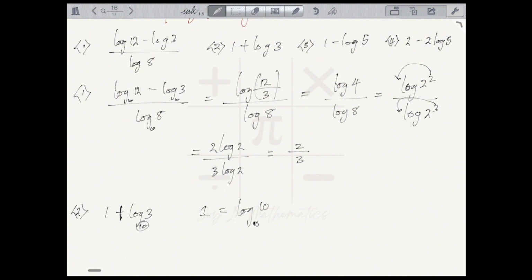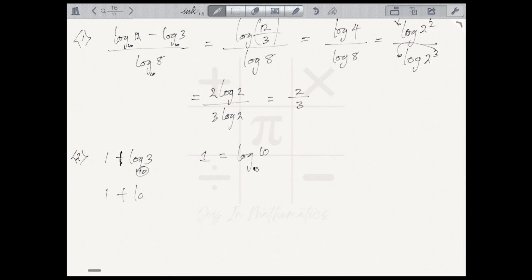Therefore we can now say that 1 plus log 3 to base 10 is the same thing as log 10 to base 10 plus log 3 to base 10. Now this is easy, it's straightforward. We have the same base, and then we have the addition sign following. So this is the addition law, and the result will just be the multiplication of the numbers. So it will be log 10 multiplied by 3, and this will give us log 30 to base 10.